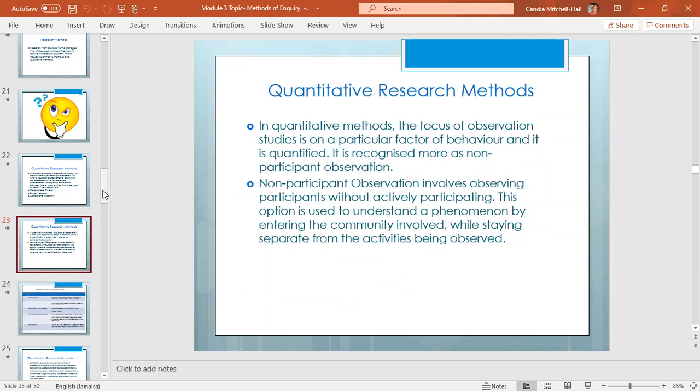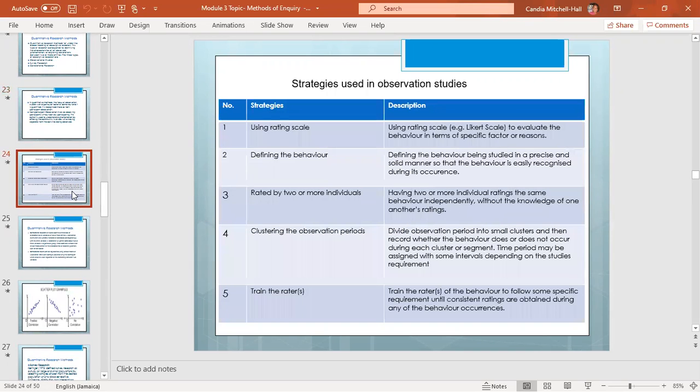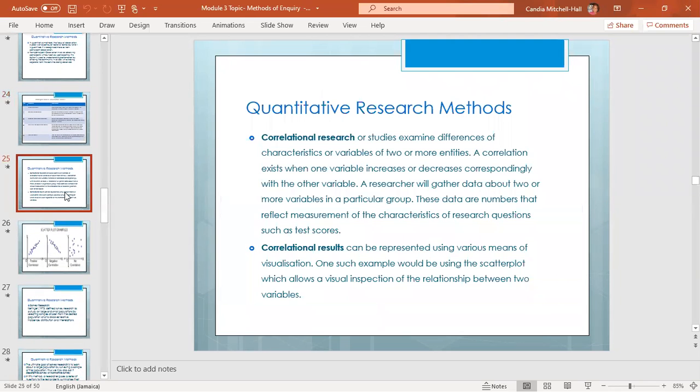Also in quantitative method, the focus of observation studies is on a particular factor of behavior, and it is quantified. It is recognized more as non-participant observation. Now, non-participant observation involves observing the participants without actively participating. This option is used to understand a phenomenon by entering a community involved while staying separate from the activities being observed. I'm not going to go through observational studies. You can read observational studies on your own.